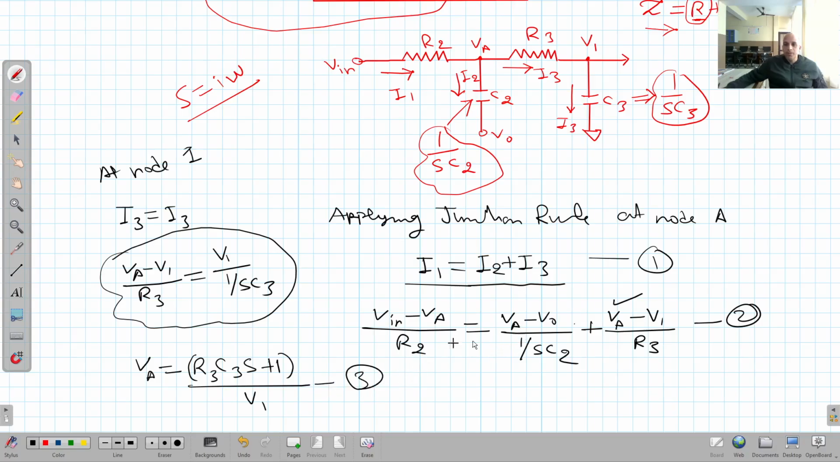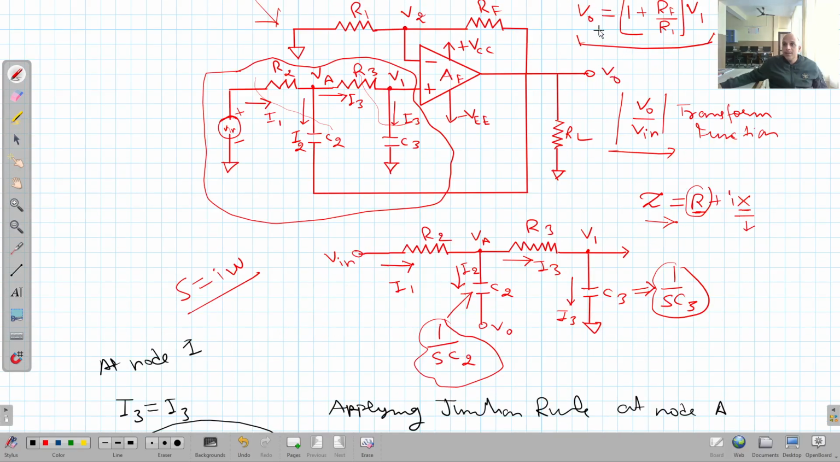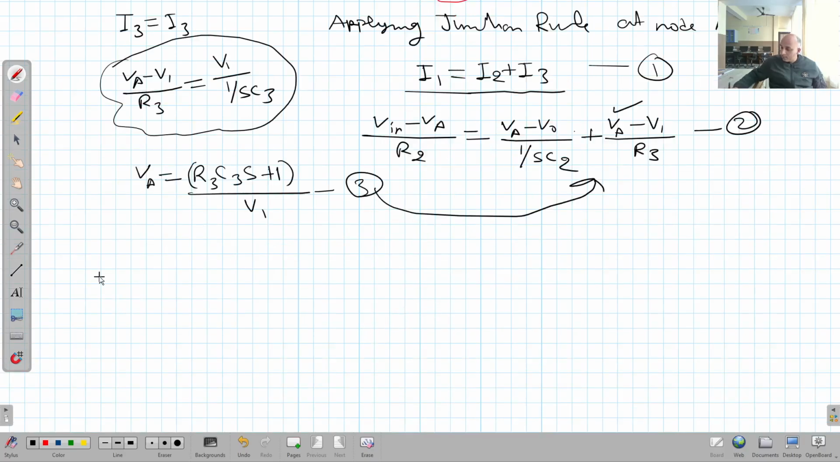Now putting the value of VA from equation number 3 in equation number 2. Clear? Then after solving that, we will get the value of V1, because we require the value of V1 for putting in this expression, right? Here. So I'm going to put this VA here. I'm eliminating the value of VA from here after putting this here. Then I will solve it for V1.